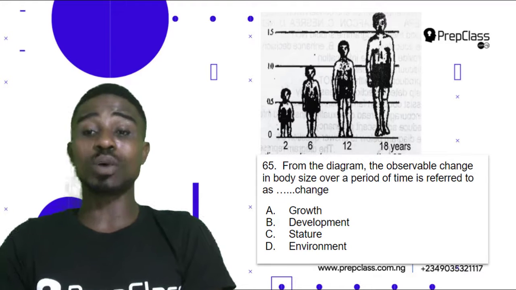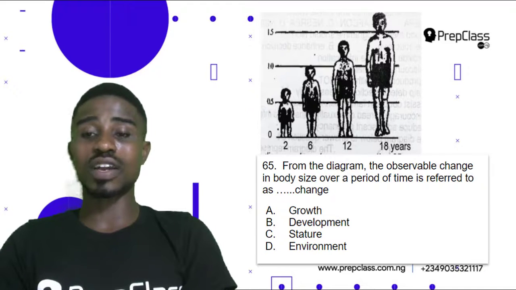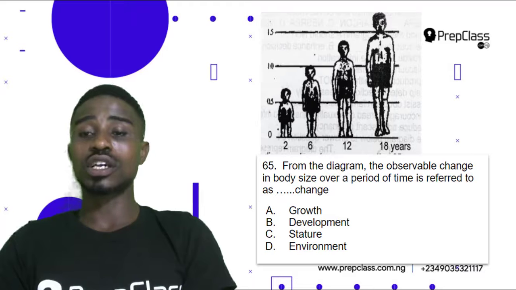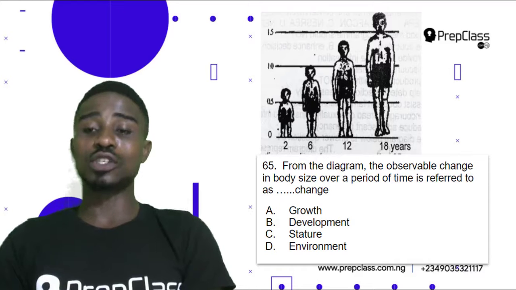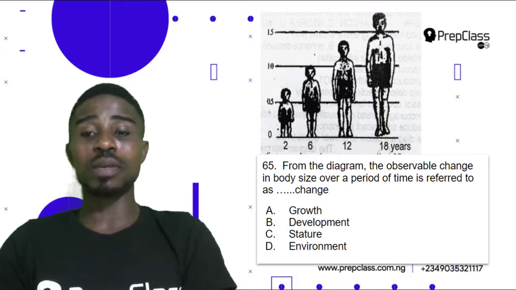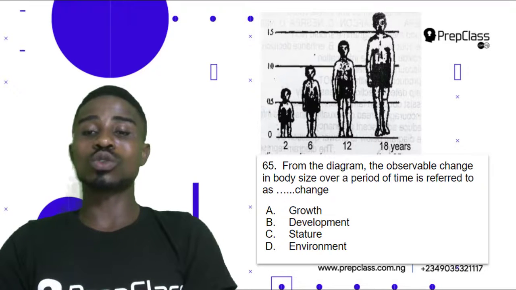Now, the observable change in body size over a period of time is referred to as A, growth change, and that's our correct answer because growth is actually the increase in body size over a period of time. It is not development because development basically does not have to do with a physical or an observable change. It also entails mental and physiological change. So when you're talking about development, it has to do also with mental and physiological change. So it doesn't have to do with stature change nor environment change. So the correct answer to question 65 is option A, growth.